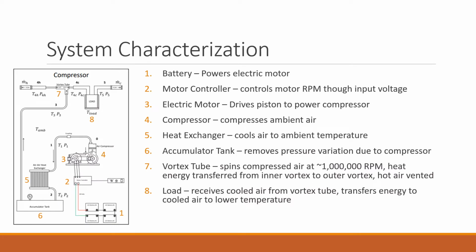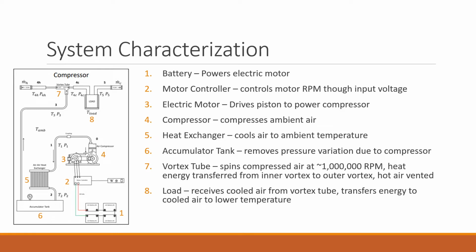The new Machine Chillers refrigeration system is shown here in the diagram on the left. There are four 12-volt batteries wired in series connected to a motor controller, which controls the motor RPM through a changing input voltage. The motor turns a crankshaft of a piston inside of a compressor, which uses a series of one-way valves to raise the pressure and temperature.